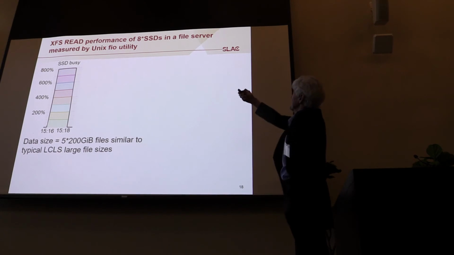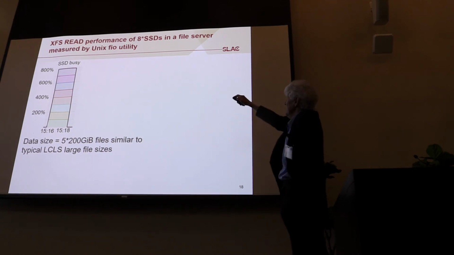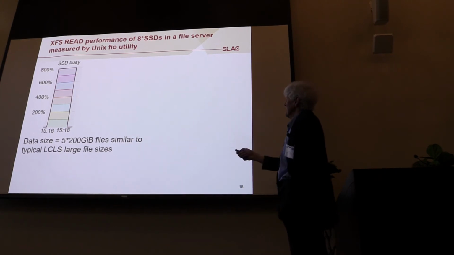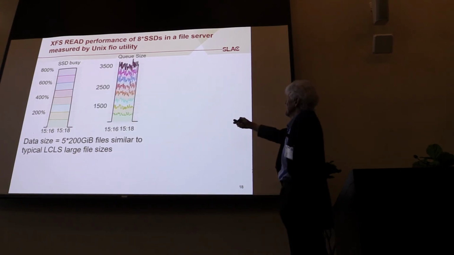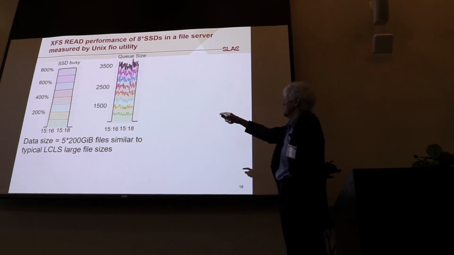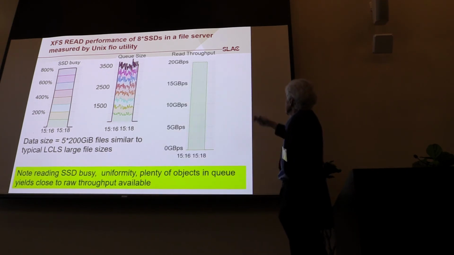So this is using XFS read performance with SSDs in a file server, basically in a burst buffer, measured using the Unix FIO facility. And you can see that all of them are getting very consistent throughputs. This shows you the queue size of the data waiting to be sent, which is nice and full. You want it full so that as soon as it's finished sending its chunk of data, it can get another one out of the queue. And from that, we can get roughly 20 gigabytes per second.